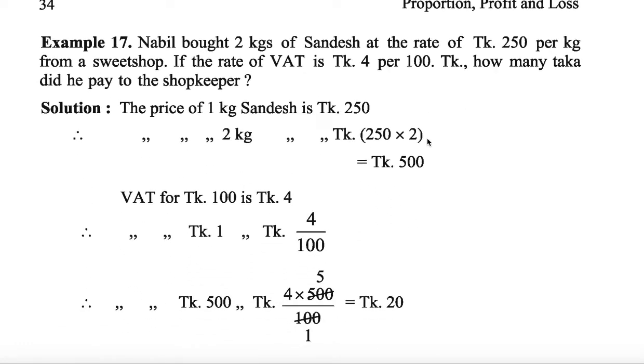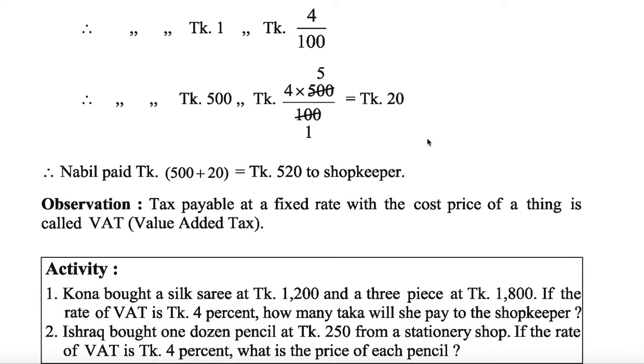Nabil bought 2 kgs of sandesh at the rate of 250 per kg from a sweet shop. If the rate of VAT is taka 4 per 100 taka, how many taka did he pay to the shopkeeper? 2 kgs of sandesh at 250 per kg, so 500 is the total cost. So VAT is 8 rupees because it is 200 taka. 500 plus 8, 508 taka.